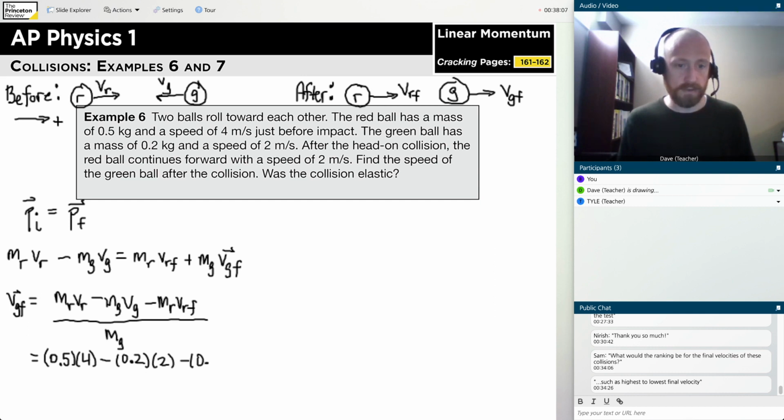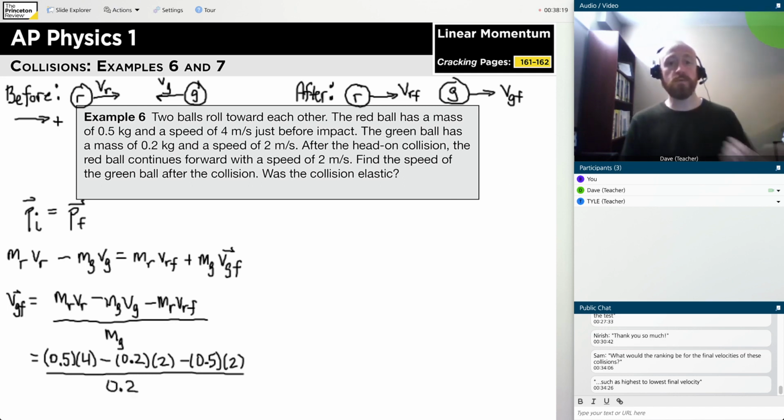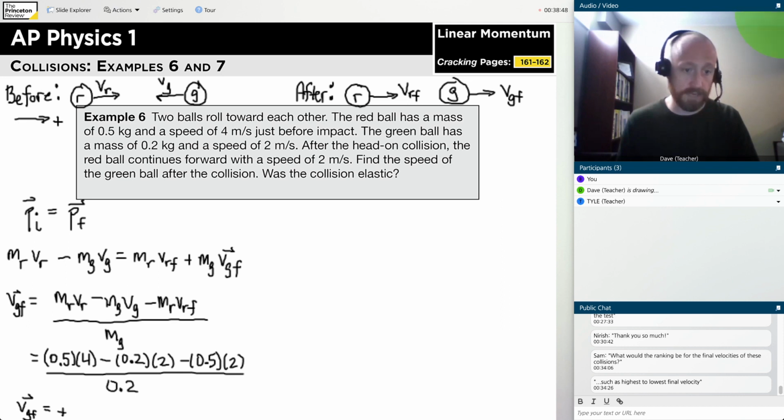Then our red ball, in the final case, continued forward with 2 meters per second. And we'll divide through by the green ball's mass, which was 0.2 kilograms. So now notice when working the math at this point, I'll have basically half of 4, which is 2. 0.2 onto 2 is 0.4. So I subtract that away to get 1.6. And then half of 2 is 1, which I'll subtract away. And that's going to leave me with 0.6. So I've got 0.6 divided by 0.2, but that's the same as 6 divided by 2. So in the end, I can find that this final velocity for the green ball is positive 3 with those SI units of meters per second.